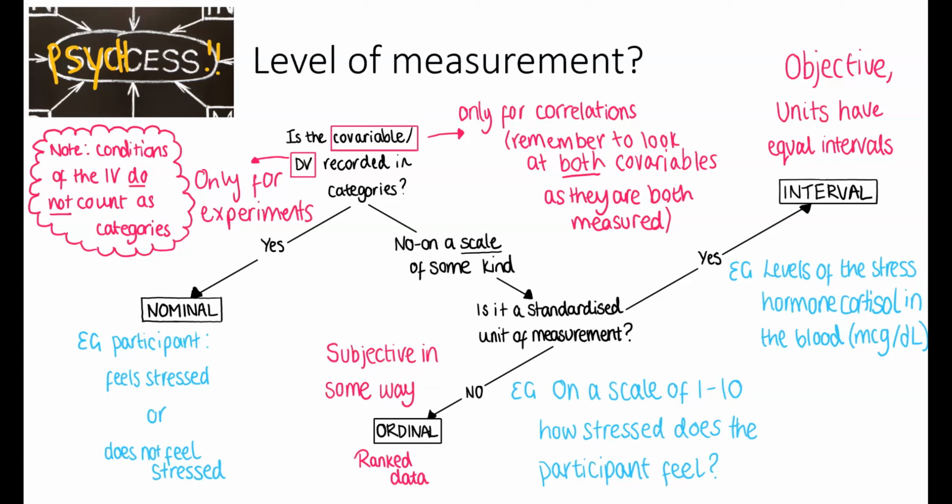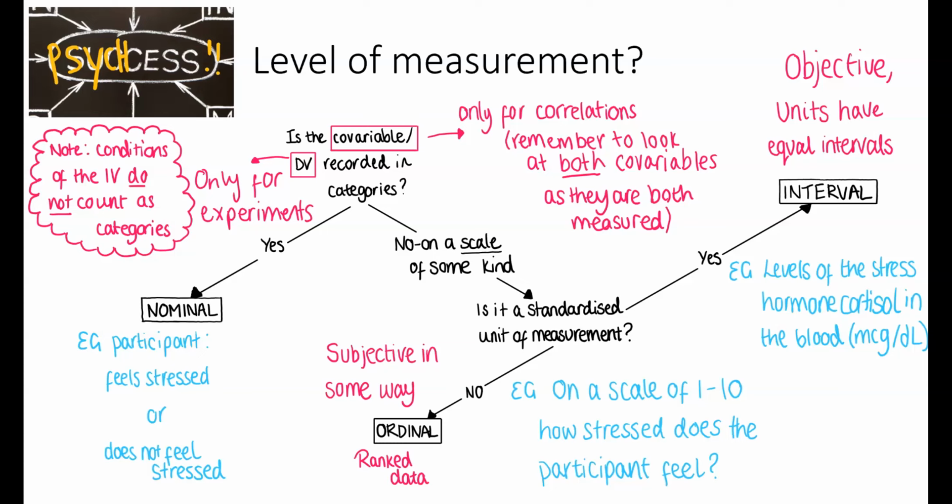If that scale is a generally objective, universally agreed scale, where the units have equal intervals, then your level of measurement is interval. For example, seconds. Every unit on the scale is exactly equal to the other. 5 seconds is exactly half 10 seconds. And it is the same for everyone.